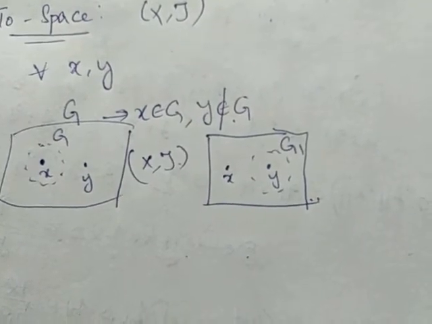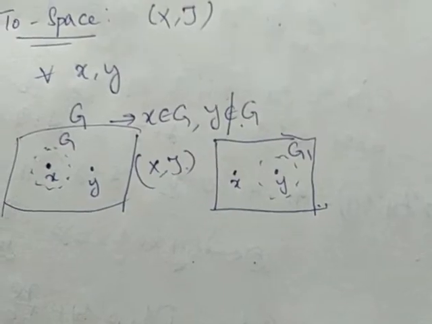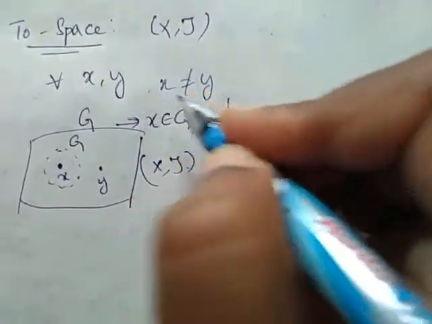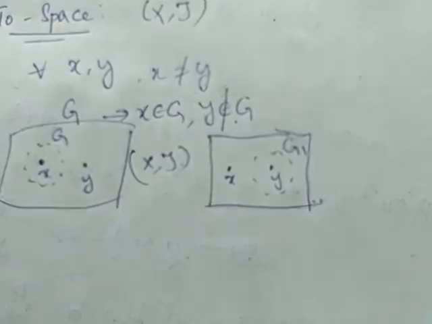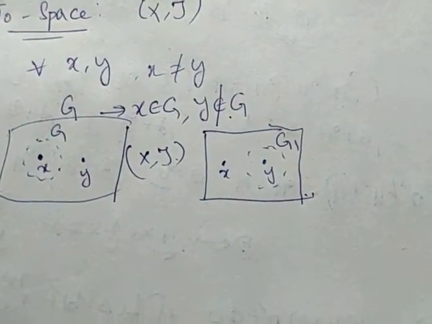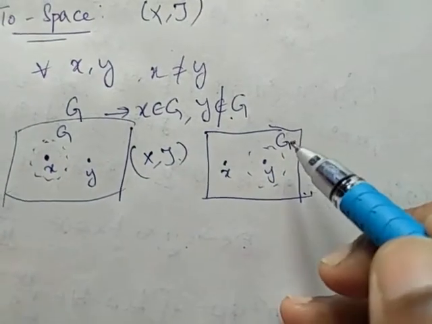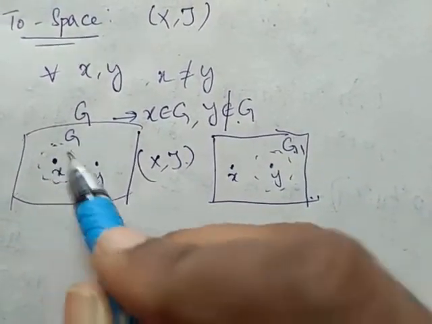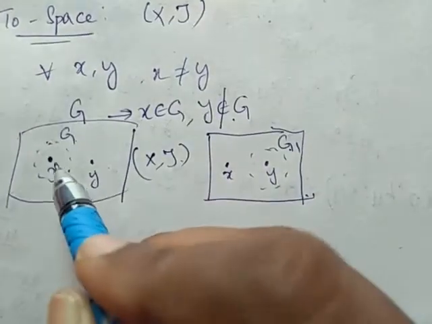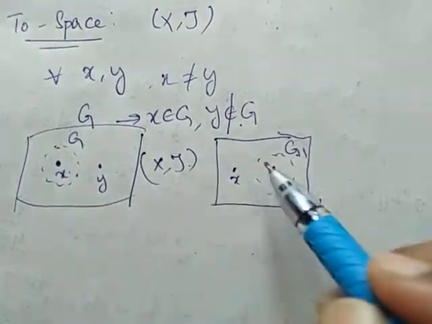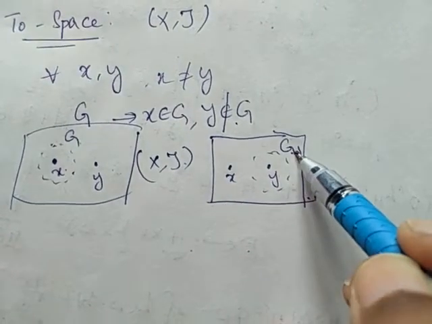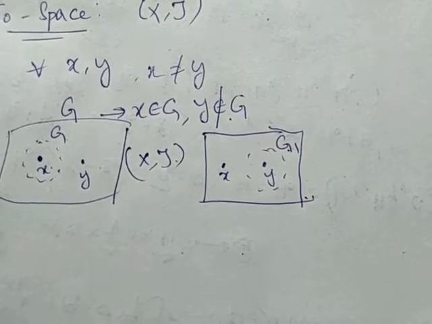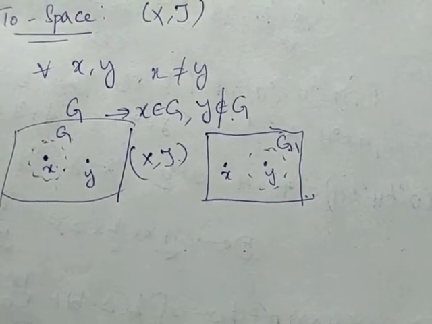So in T0 space, for distinct points x, y, it means x is not equal to y. X and y are different points. For those points, there exists an open set G such that x belongs to G, y does not belong to G, or y belongs to G, x does not belong to G. Such spaces we call T0 space.